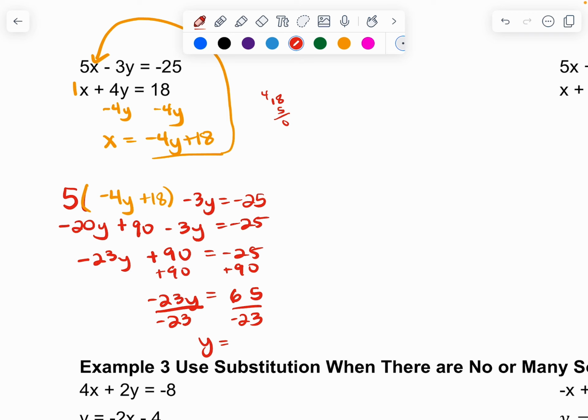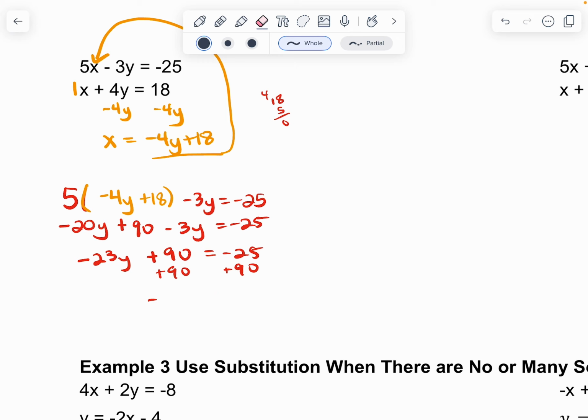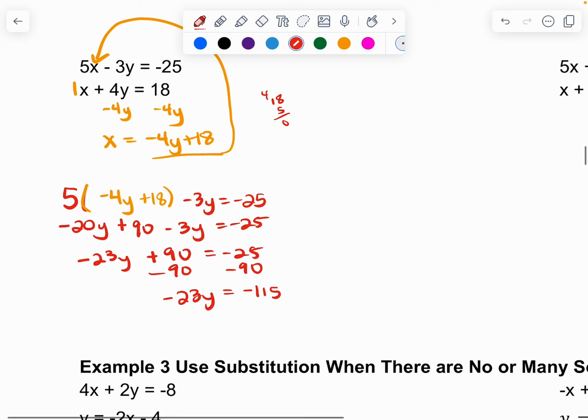So then I would have subtracted 90. There we go. I knew something was wrong. So negative 115. Is that right? I think so. So 115 divided by 23. Oh yeah, much better answer. So y equals 5.